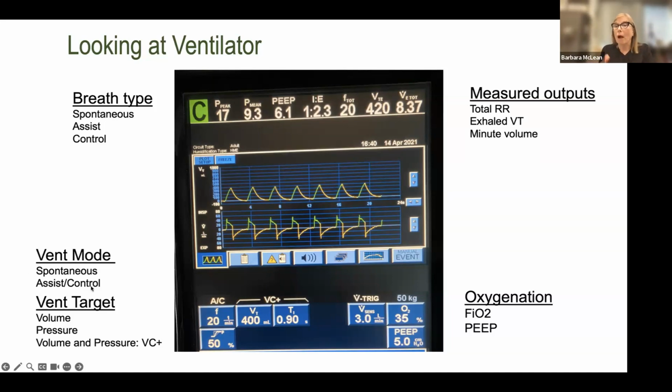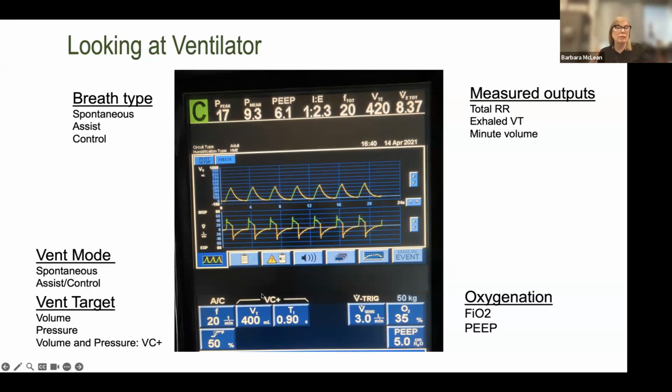Down here, primary modes that we use here, and there actually are 3: assist control, that's AC, spontaneous intermittent mandatory ventilation, SIMV, or pressure support ventilation, PSV. Those are the primary modes we use here at Grady. And then we think about the target. The target can be either volume or pressure. And on our current ventilators, what we call pressure limited or pressure regulated volume control, meaning that I'm controlling both of those variables, is known as VC+.